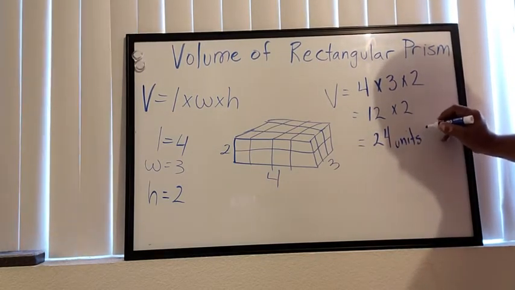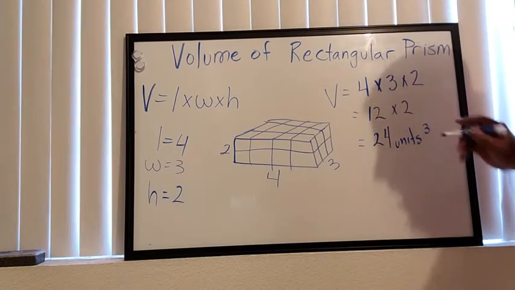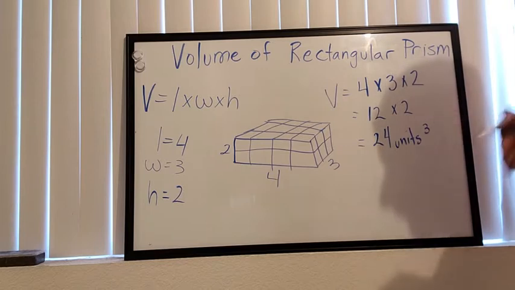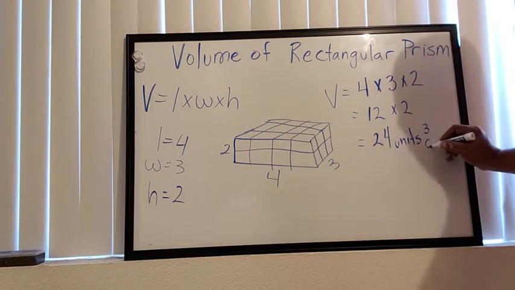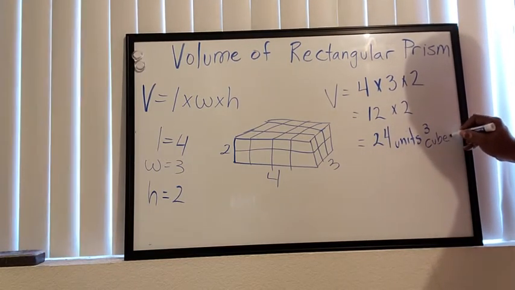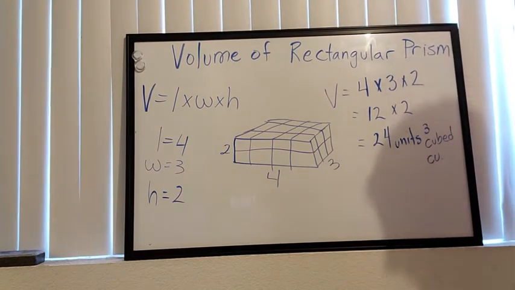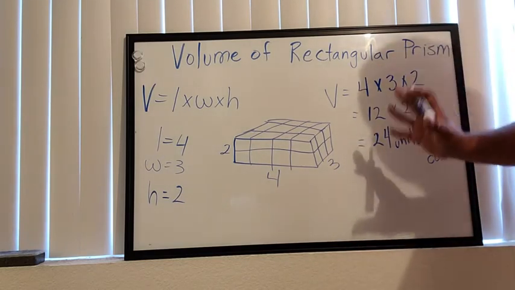units cubed. And the cube can be represented either by a 3, the word cube, or just CU with a period. That's the abbreviation. Now, how can we know that this is true?